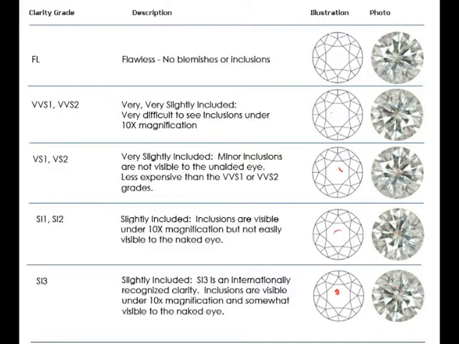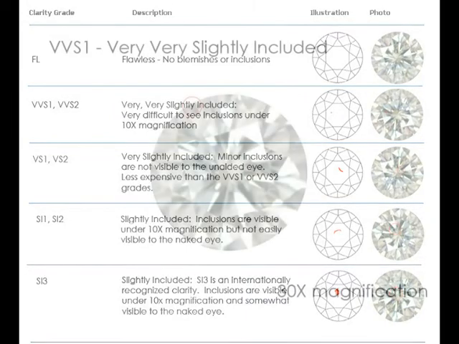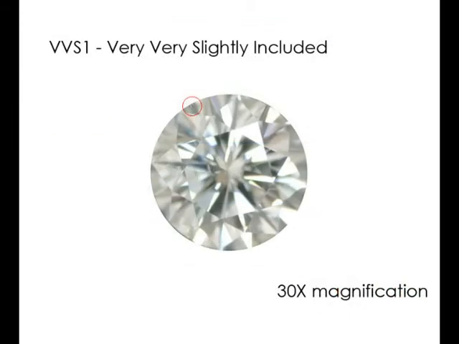The next clarity grouping would be VVS1 and VVS2. Stands for very, very slightly included levels 1 and 2. On both of these, it's very difficult to see inclusions under 10 power magnification. To really see the inclusions, you would need to see them at 30 times. When you look at the stone at 30 times magnification, what you can see is just a small pinpoint off to the side of the stone. This is a picture of a VVS1 stone. If it were a VVS2 stone, that inclusion would probably be more centrally located.